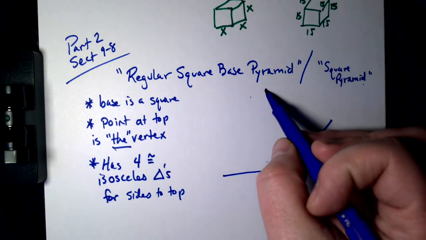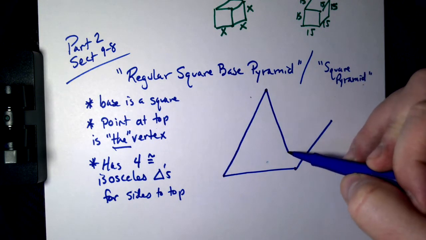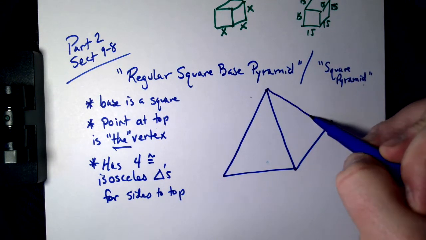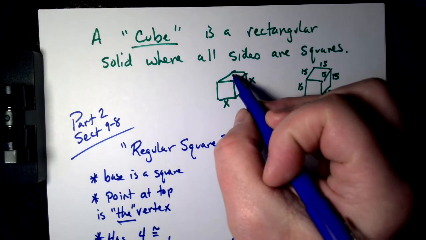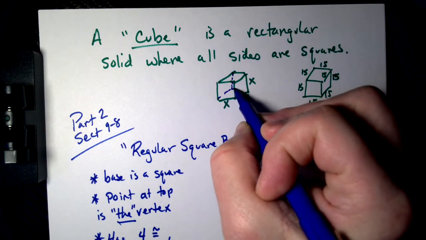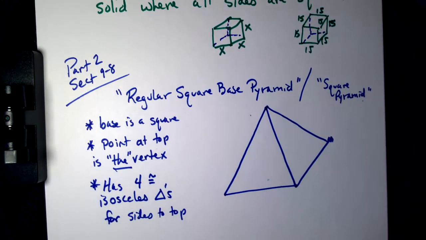And what I'm going to do is connect here to here. And I'm going to connect here to here. And I'm going to connect here to here. Oh, missed my corner a little bit. All right. And just like the rectangular solid, and I should have done it with the square up here, we're going to draw what the back side of this looks like by using some dotted lines.